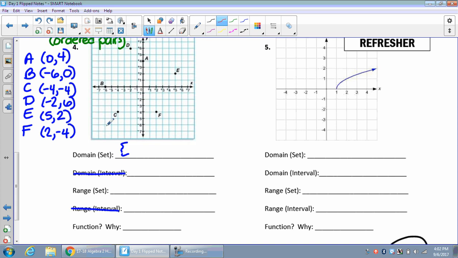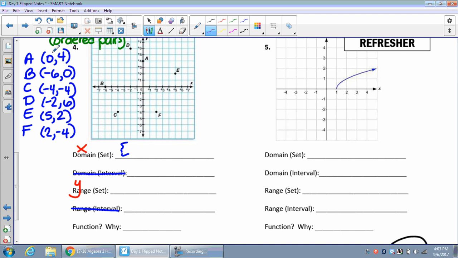Domain will be the set of all x values, range is the set of all y values. So we're just going to straight up list the x values. And what's nice is that, see how we wrote our ordered pairs as a vertical list? That means that for my x values, you don't have to circle them if you want to look real quick. All of these are my x values. And then all of these are my y values.